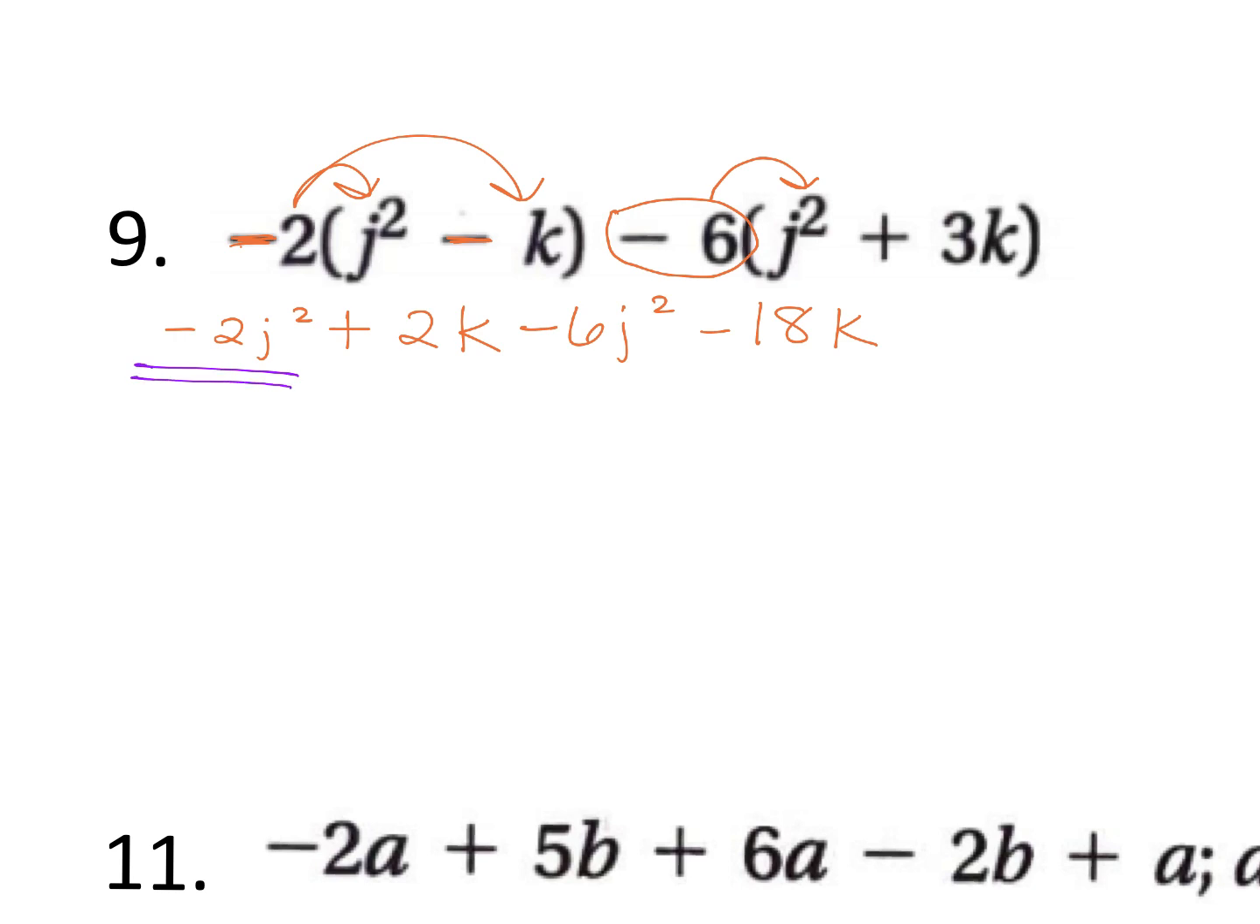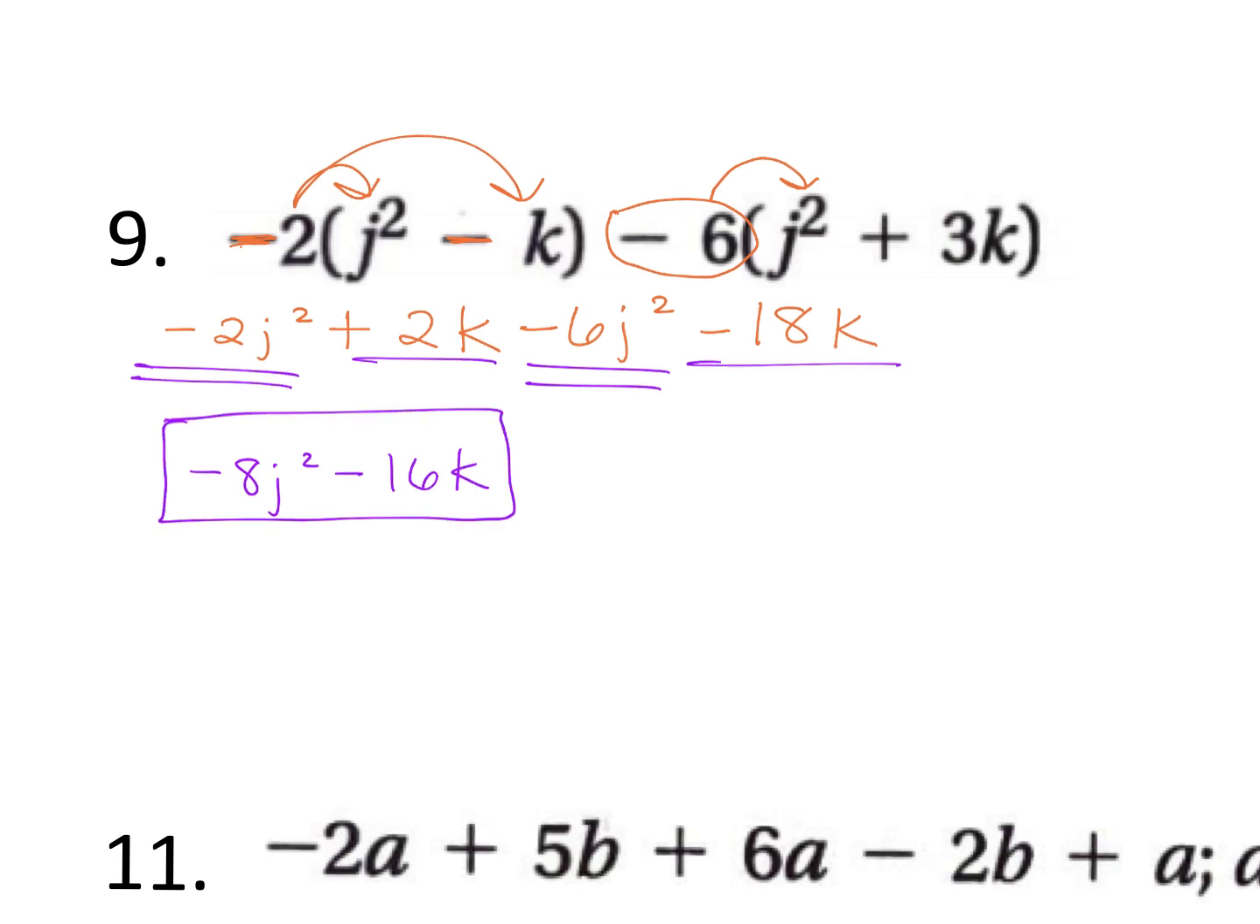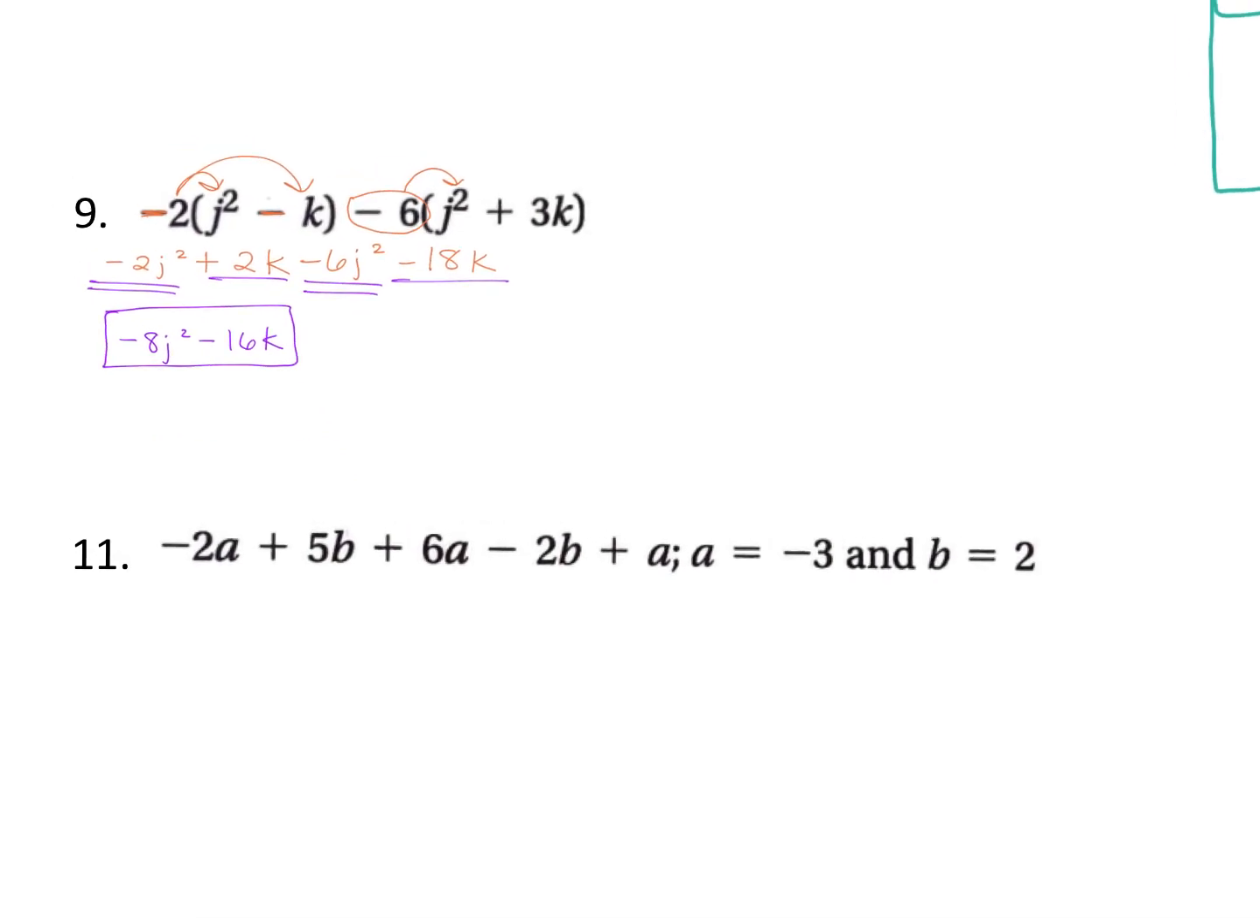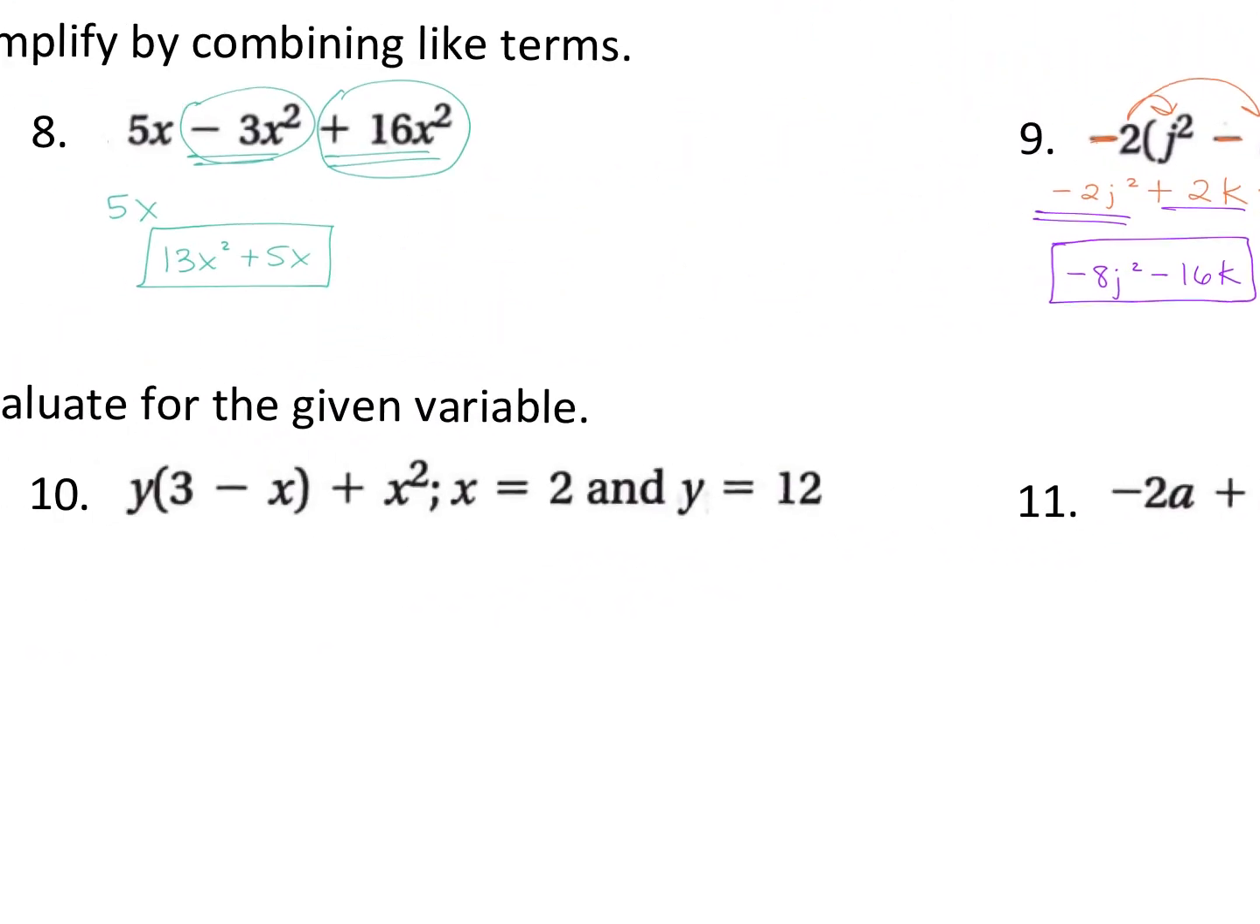Yeah, a negative 2j squared minus 6j squared is a negative 8j squared. Then what? Minus 16k. So you have a 2k and a negative 18k. Combine those. You cannot combine these because they have different variables, right?